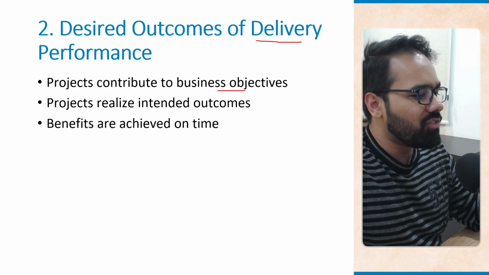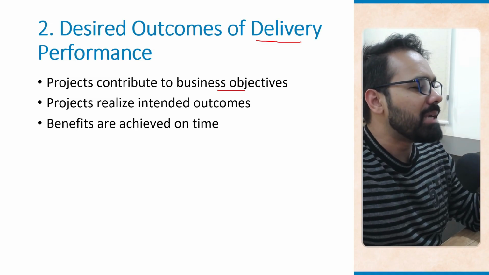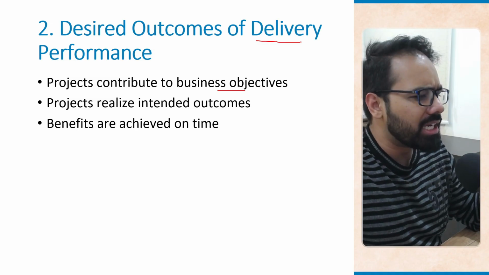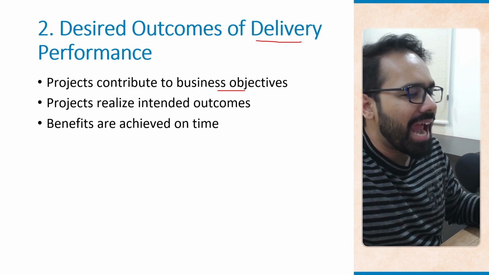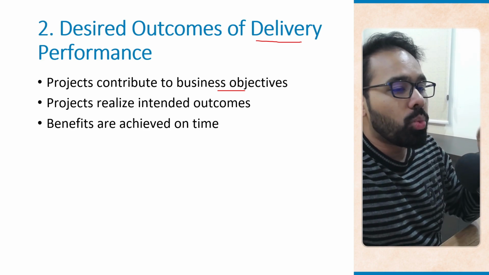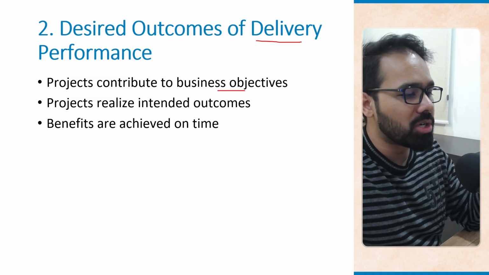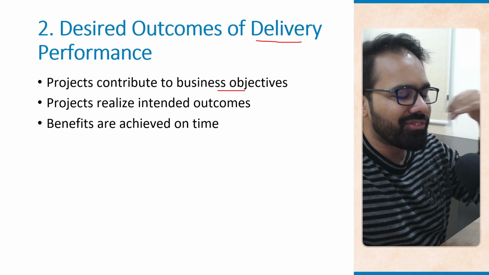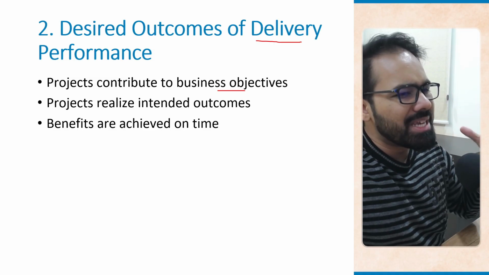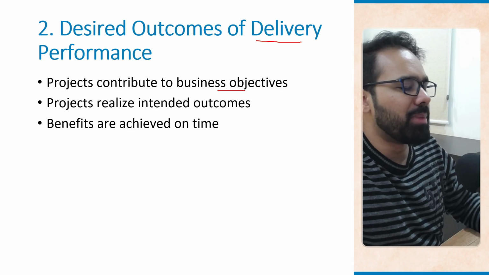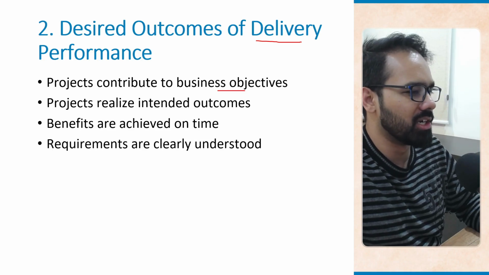Benefits are achieved on time. If the website launches 6 months late, the company might miss out on, let's say, the holiday shopping season. So timely delivery ensures that planned benefits are realized when they are most valuable. If you launch an e-commerce website in January, you have just missed the November-December holiday season, which means you have missed some benefit that could have been realized if you were able to launch the website earlier.